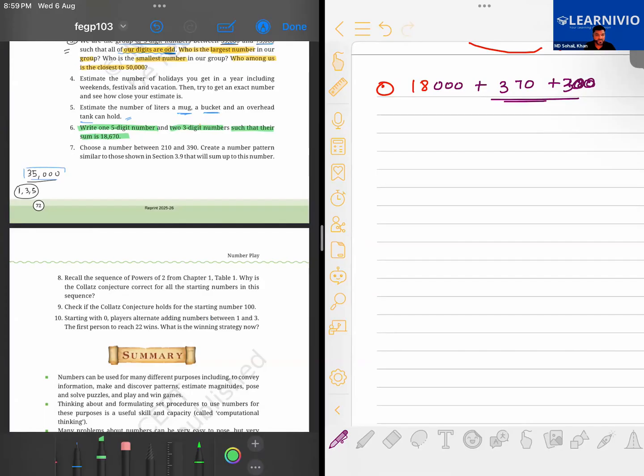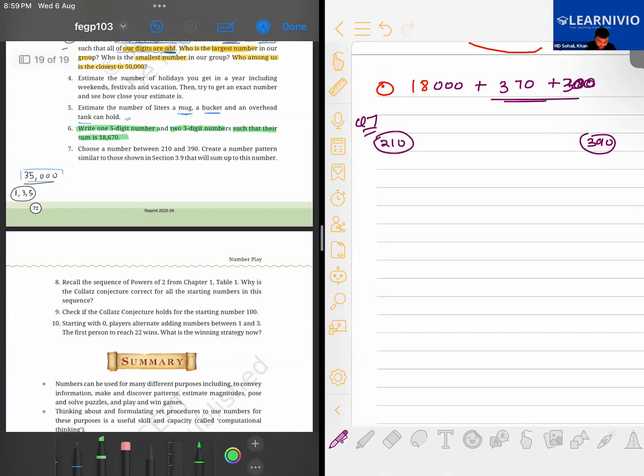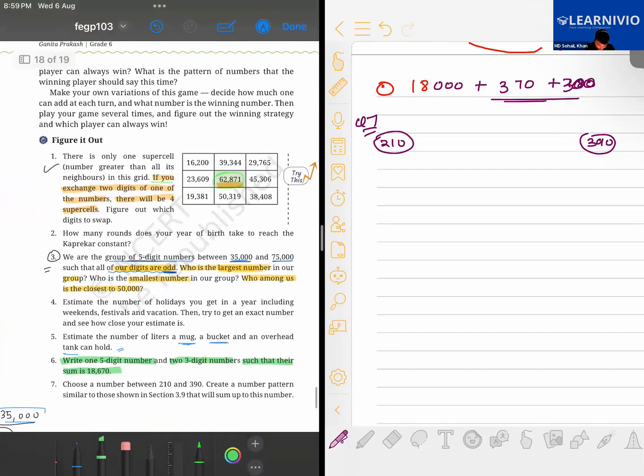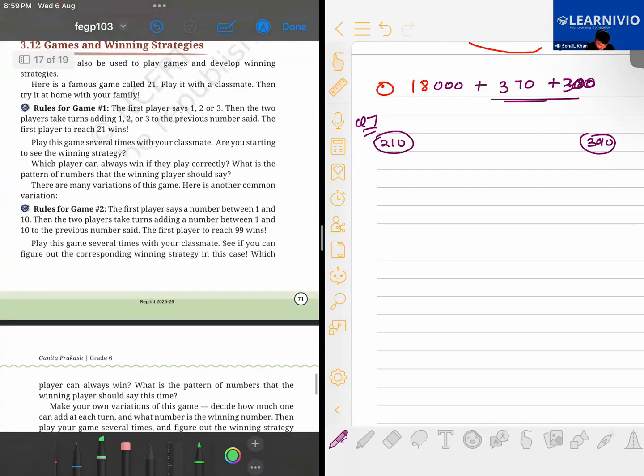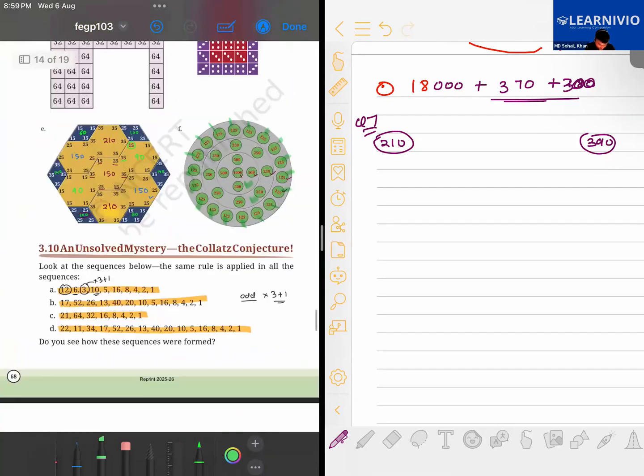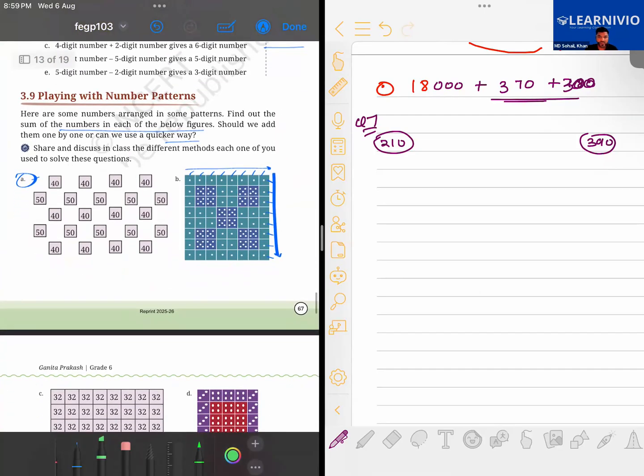Look, question number 7 says you have to choose a number between 210 and 390. Create a number pattern similar to those shown in section 3.9 that will sum up to this number. So where is section 3.9? Let's look at section 3.9 here. Okay, that's section 3.9.